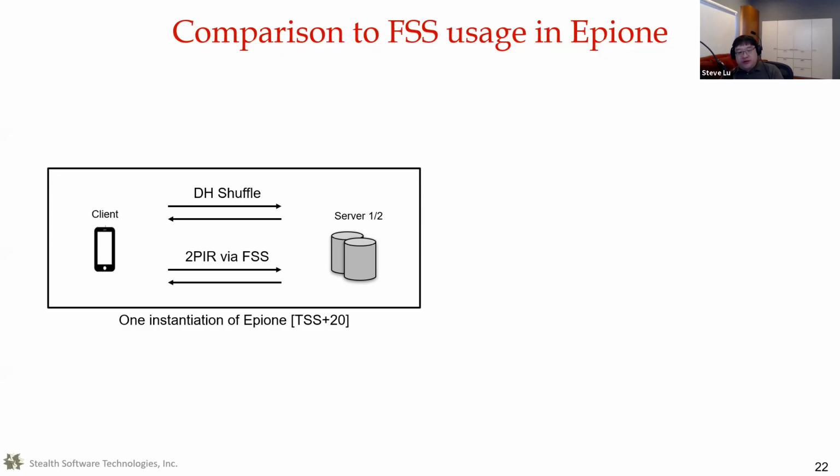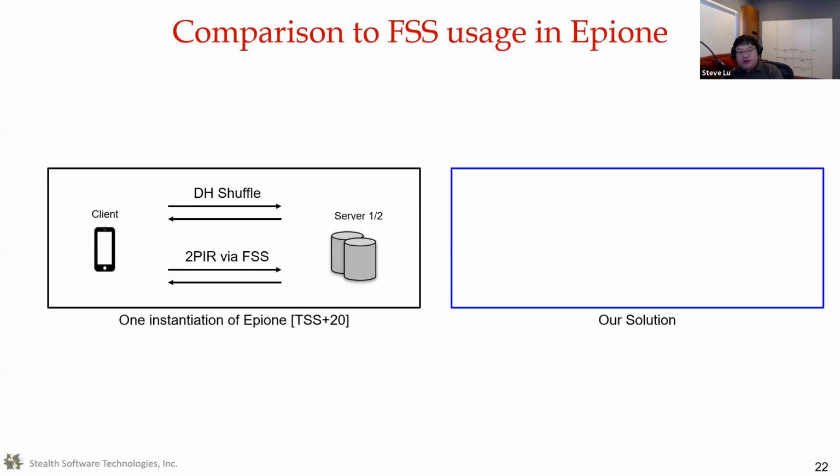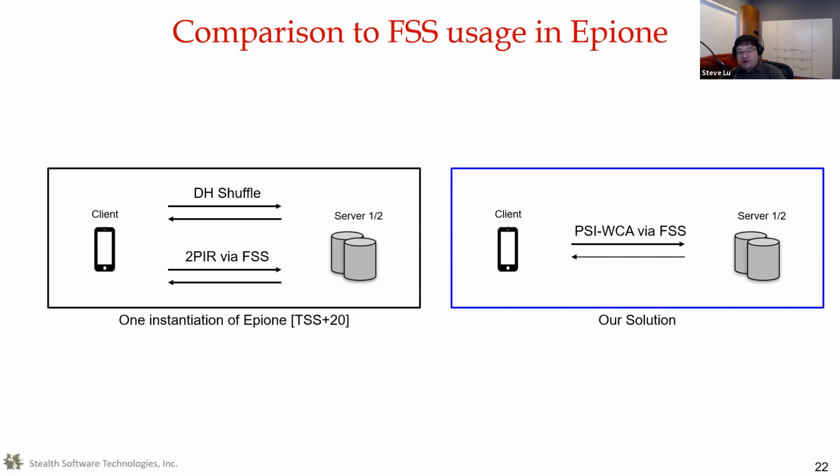So in our solution, we also take this two-server approach, but it's observed that function secret sharing can be directly applied to build private set intersection. On the left, I should have mentioned that this was to build a private set intersection protocol. We can do that directly using function secret sharing. There is just this direct transformation.